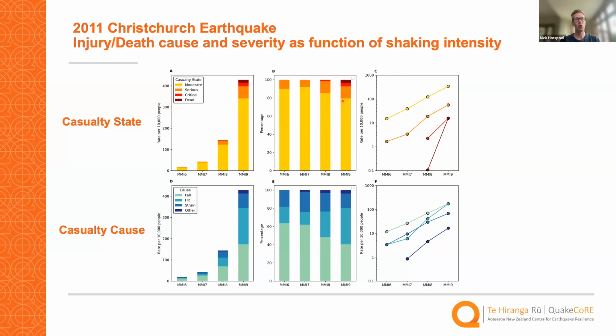If we look at how the causes link with shaking intensity, we can see that the proportion of falls decreases as we get more shaking, although the rate obviously increases, and we get more hit-related injuries as the shaking intensities get higher. So we see a similar trend where we're getting a higher rate of all the types of injuries, but the proportion changes as we get stronger. So we get more damage from buildings and more people getting hit.